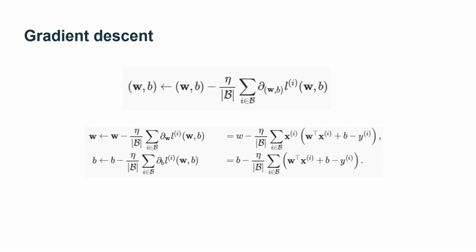To summarize the steps of the algorithm: we initialize the values of the model parameters, typically at random. We iterate over the data many times, updating the parameters in each iteration by moving them in the direction of the negative gradient, as calculated on a random mini batch of data.